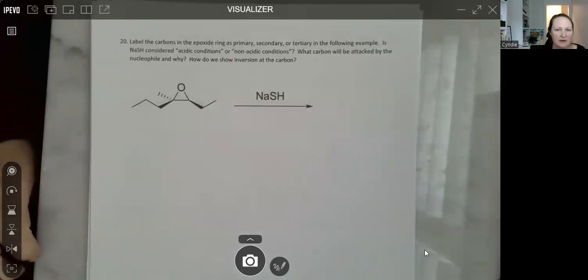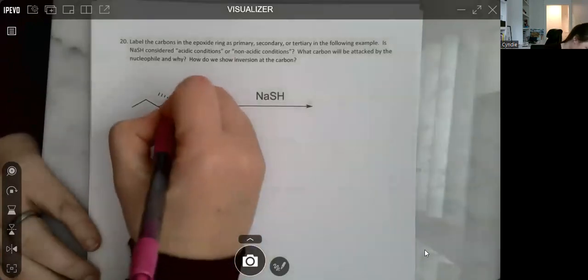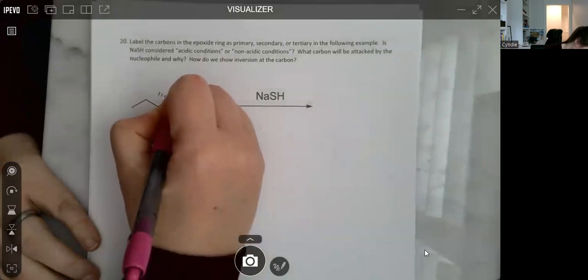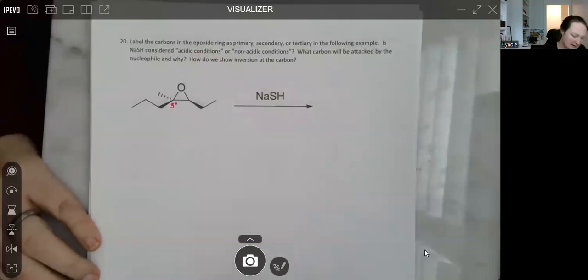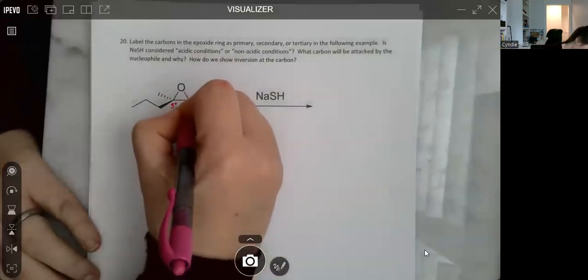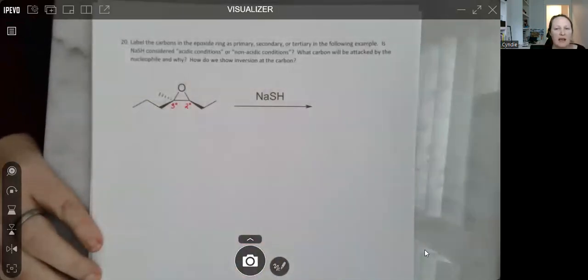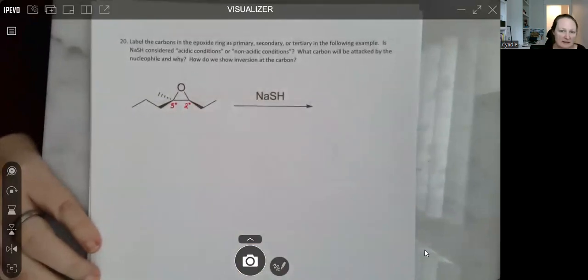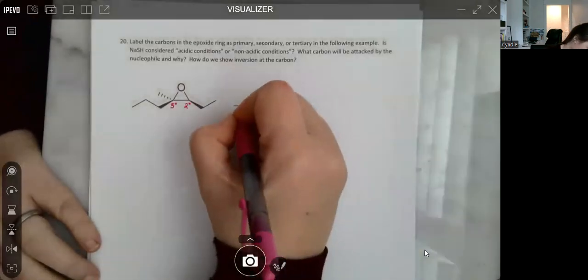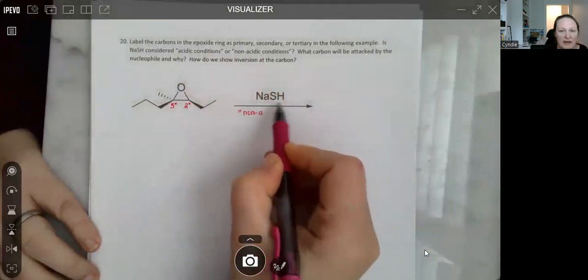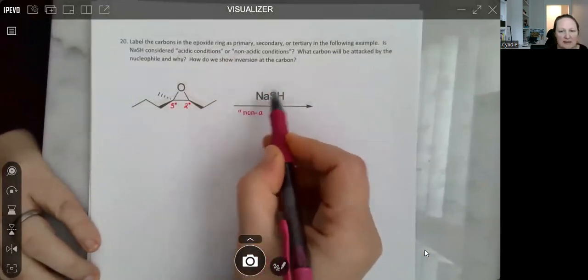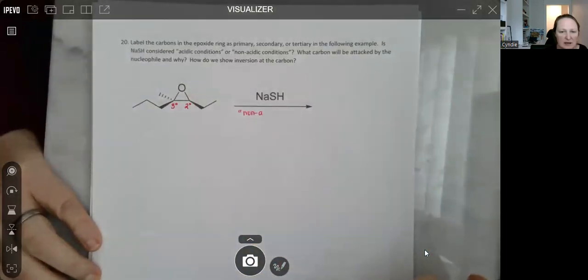Okay, so it says first it wants us to do some labeling. So this would be a tertiary carbon. This carbon is attached to 3 other carbons, right? And this would be a secondary carbon. And the conditions are non-acidic because there's no acid here. This is Na plus and SH minus, so there's no acidic protons.